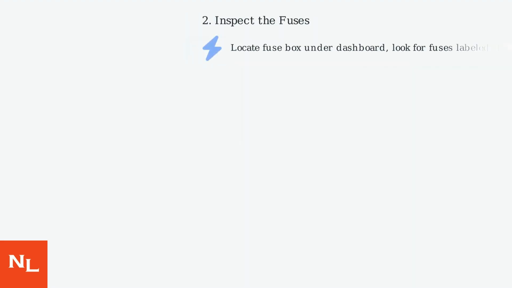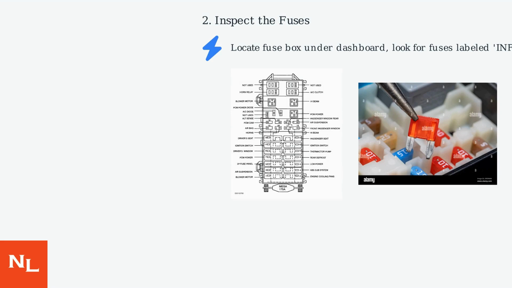Next, inspect the fuses. Locate the fuse box, usually under the dashboard, and look for fuses labeled infotainment or radio. A blown fuse will cut power. Use a multimeter to test fuse continuity.